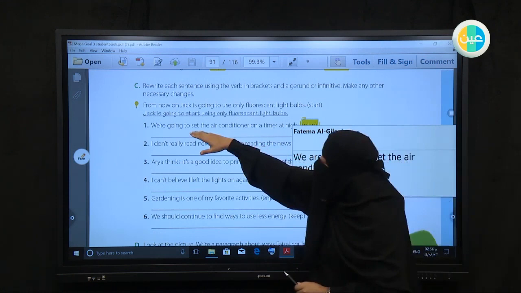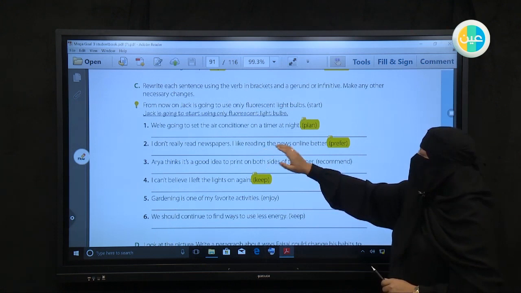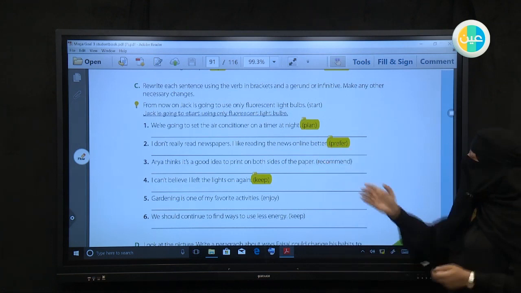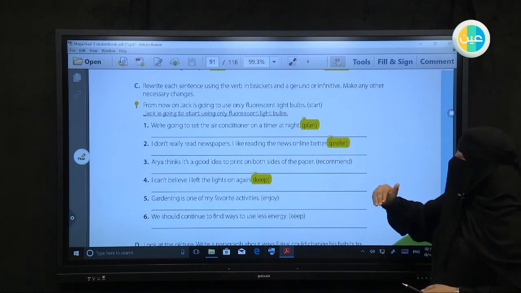طيب number 2. I don't really read newspapers. I like reading the news online better. ما أتابع newspapers الورقية. I like the news اللي في المواقع الإلكترونية أو في social media. So this is the verb prefer. أفضل. So let's write a sentence about this person here. نكتب عن الشخص هذا. نعبر بنفس التعبير حقه ب I.